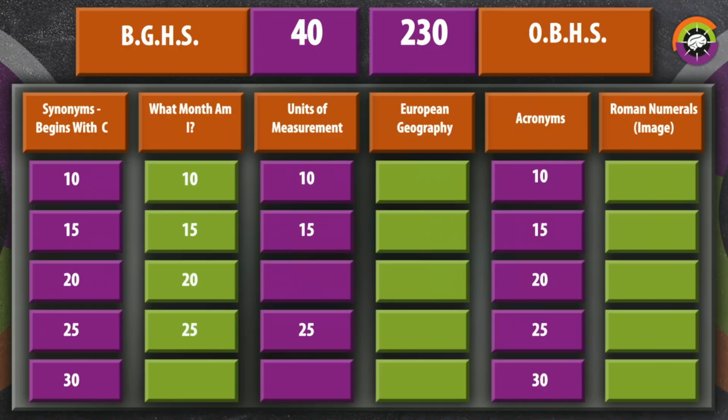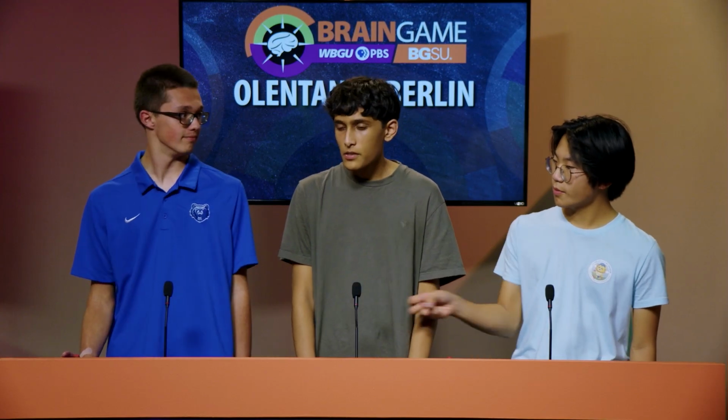Let's go with what month am I for 20? What month am I for 20 points? The newest federal holiday occurs on the 19th day. That would be Olentangy Berlin. Martin: June. June is correct.